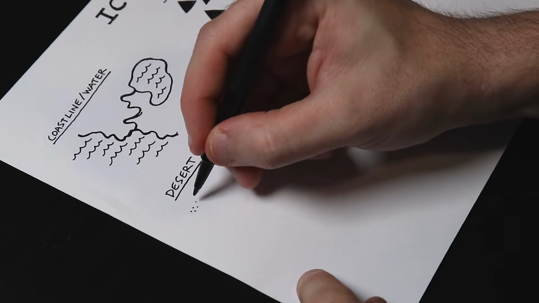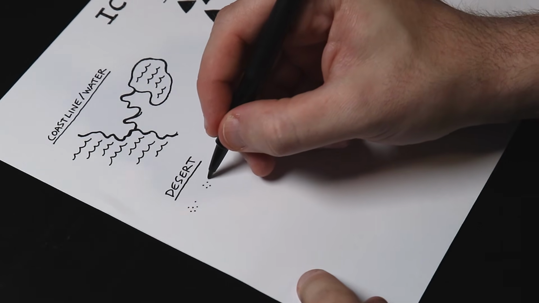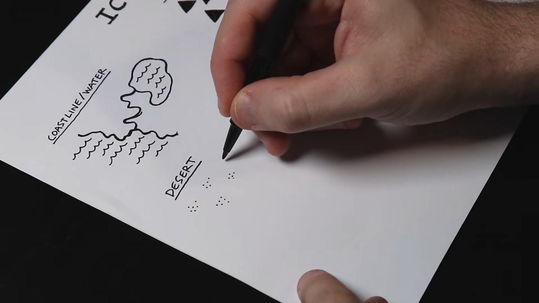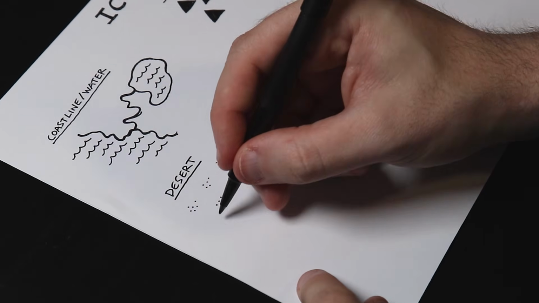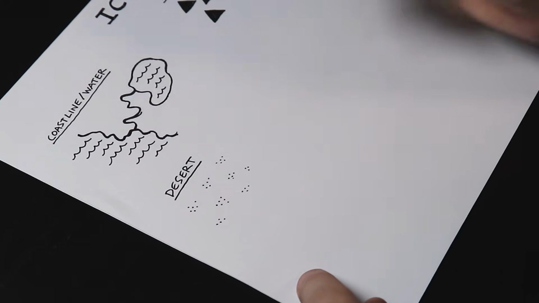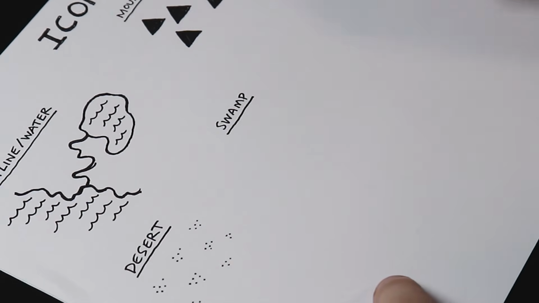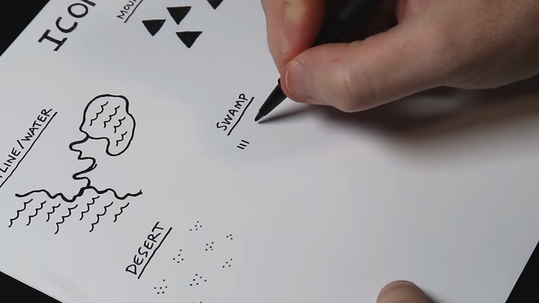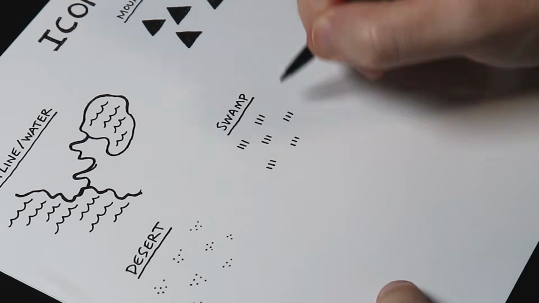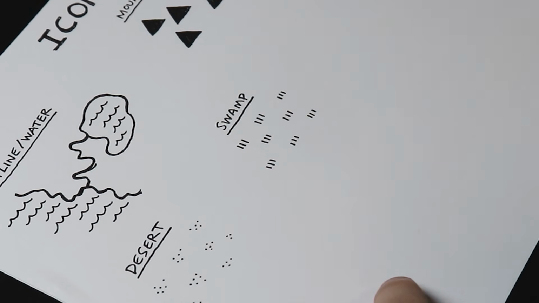To do the desert in this style, I just do little clusters of dots, 5 little dots, 4 little dots, 3 little dots, just kind of spread out over the entire desert. You're basically just drawing sand here. Swamps, same thing, super easy. I'm just drawing an icon of what would maybe be like tall grass. 3 vertical lines next to each other. That's all you need to indicate a swamp.